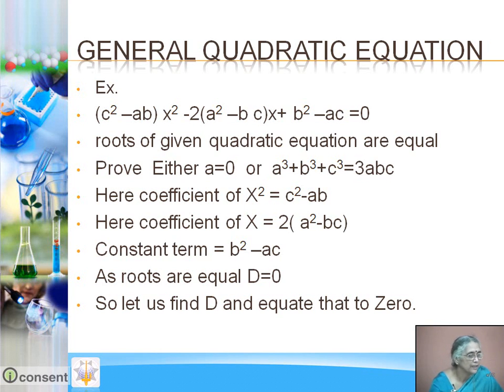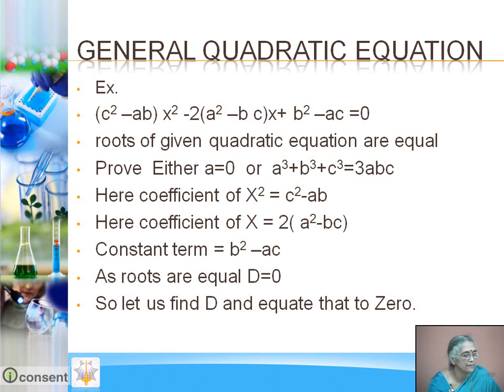Now here is one example, a different type. You are given the equation (c square minus ab) x square minus 2(a square minus bc) x plus (b square minus ac) is equal to 0. And the roots of this quadratic equation are equal.